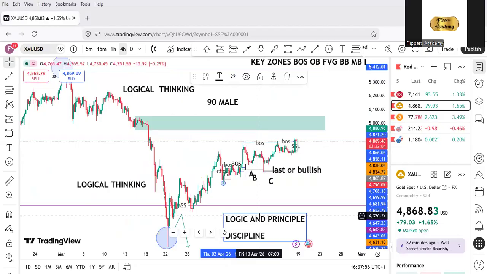This is a different perspective of trading that you must have as a trader. A different perspective that nobody is talking about. Logic, that's logical thinking. Principle, setting the rules. That's why you need a trading plan. That's why you need a trading journal. That is rules. Discipline. Now, you have set a rule for yourself. Can you obey the rule that you have set for yourself?